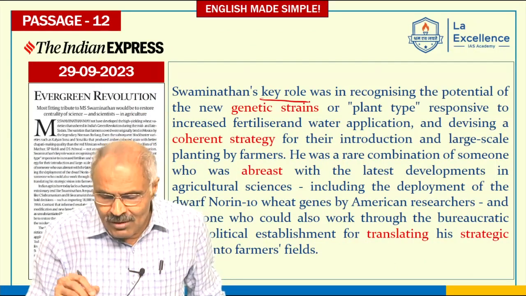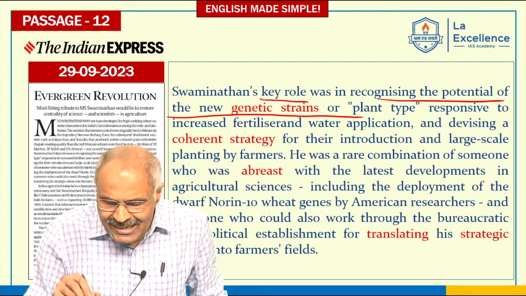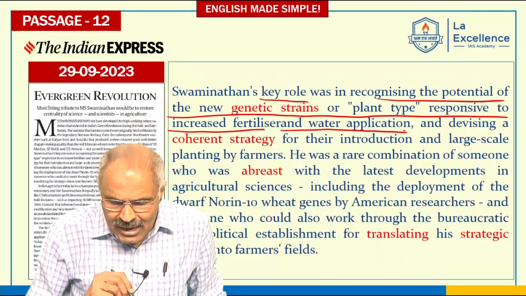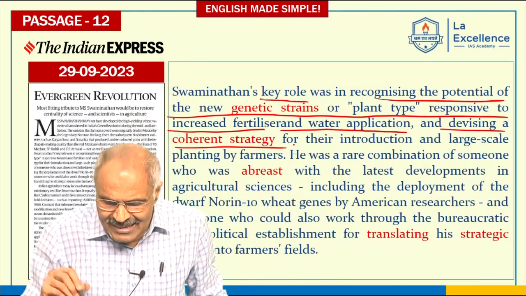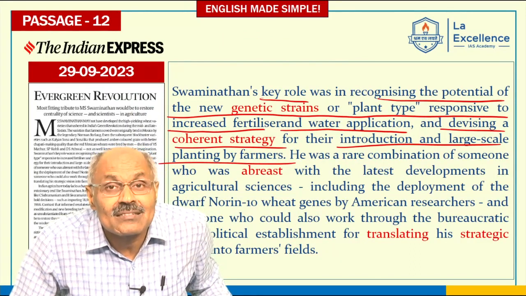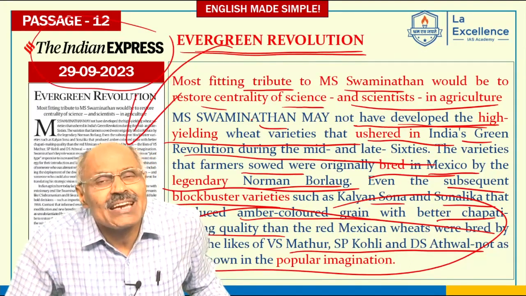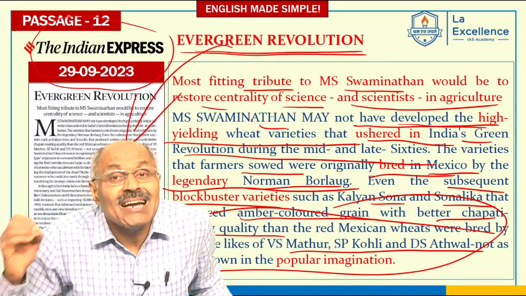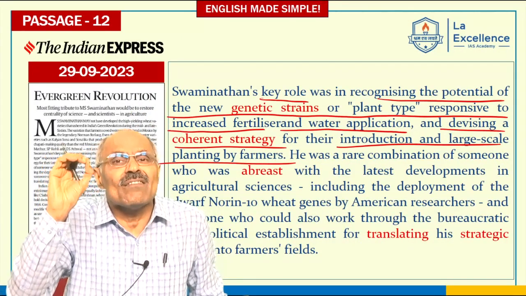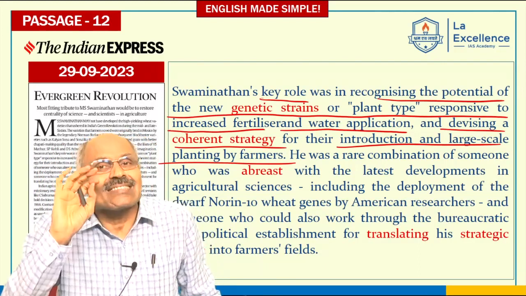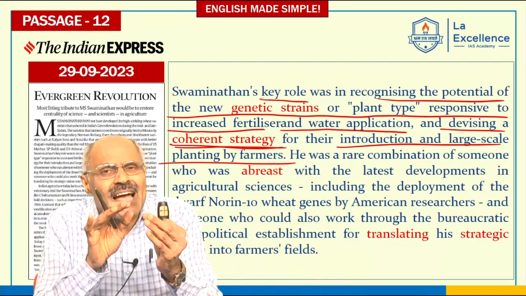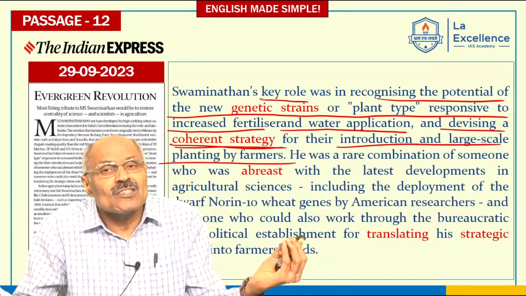Swaminathan's key role was in recognizing the potential of new genetic strains responsive to increased fertilizer and water application and devising a coherent strategy for their introduction and large-scale planting by the farmers. That means his strategy, you can say, these varieties were not developed by M.S. Swaminathan, but when you look at his success, that success is because he convinced everybody with the planting of the new varieties. And here you see coherent strategy, because for the introduction of the new varieties, it requires coherent strategy. That means all must be taken on board.